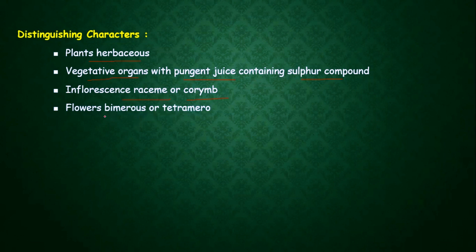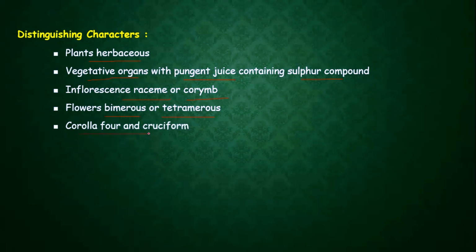The flowers are bimerous. What do you know about bimerous? The outer two whorls are differentiated into calyx and corolla. Calyx consists of two sepals and their multiplications. Corolla consists of two petals and their multiplications. That means bimerous: two and their multiplications. Four and their multiplications are called tetramerous. So flowers are bimerous or tetramerous. Corolla consists of four petals, of cruciform type. Cruciform means it looks like a cross. This kind of corolla is seen in Cruciferae family members.